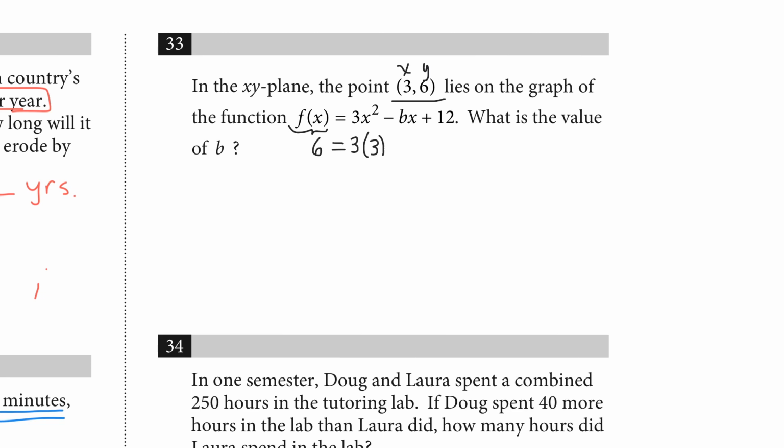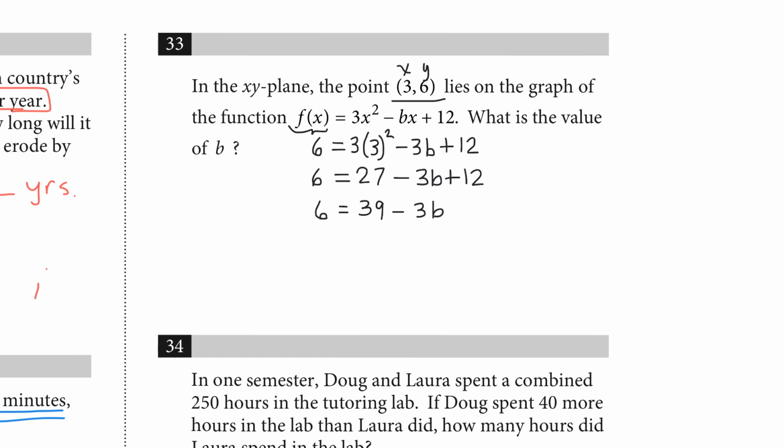So 3 times 3 squared minus, again, x is 3, so 3 times b would be minus 3b plus 12. And we want to find the value of b. So 3 squared is 9. 9 times 3 is 27. So we have 27 minus 3b plus 12 is equal to 6. Then if we add 27 plus 12, that gives you 39. So we have 39 minus 3b is equal to 6.